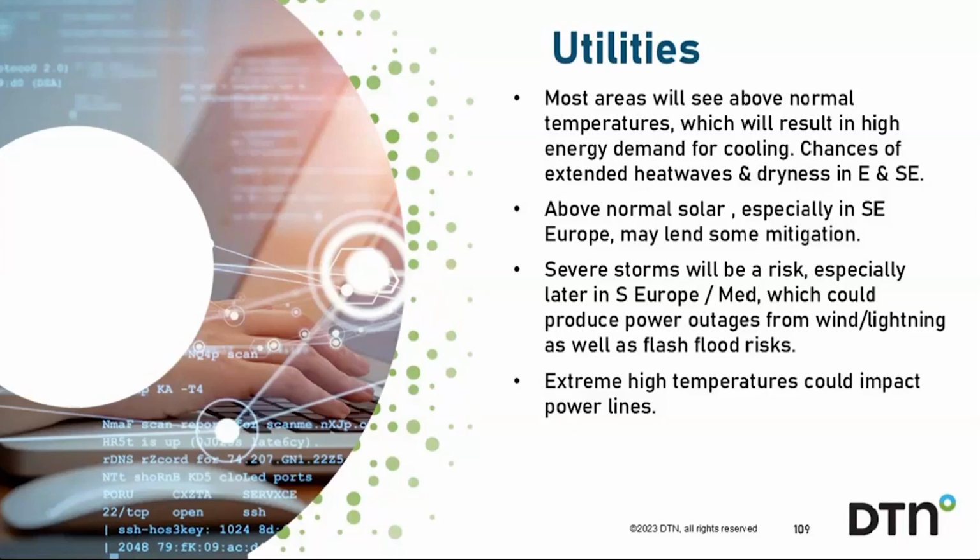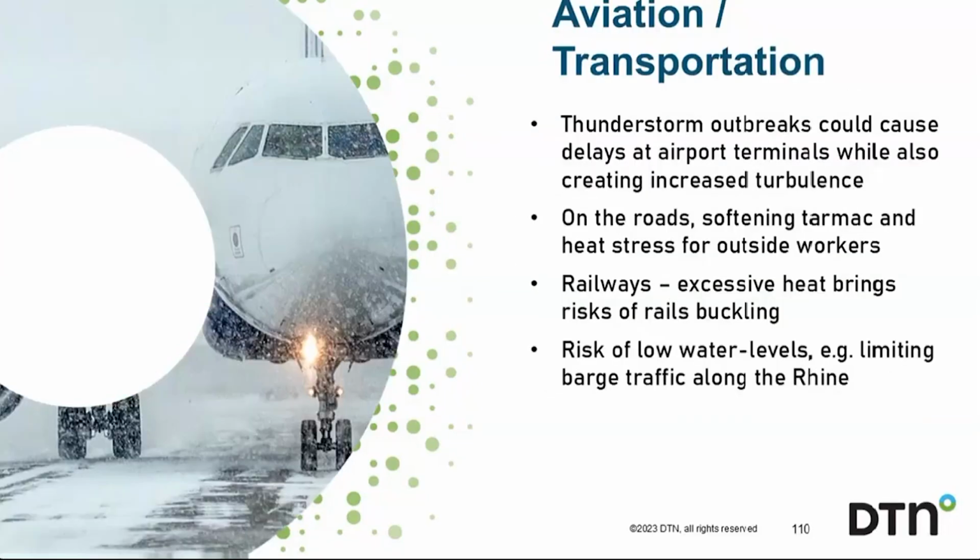While severe storms are going to be a risk, as they so often are in summer, but especially later in the summer across southern parts of Europe and the Med, Iberian Peninsula. So power outages from wind and lightning, as well as localized gusts and squalls. Even severe storms, lightning and flash flood and areal flood risks. Power lines potentially impacted by extreme temperatures.